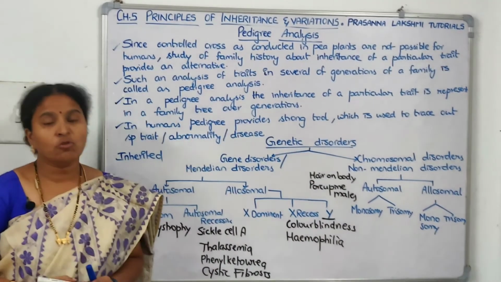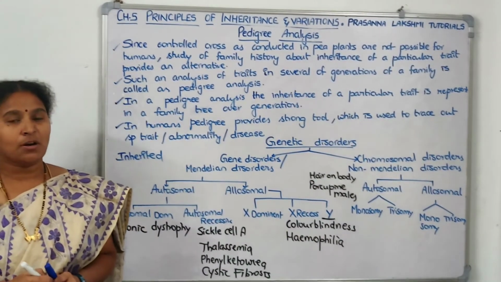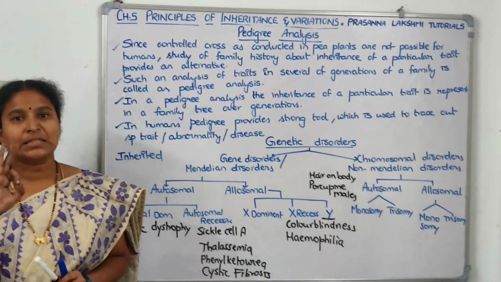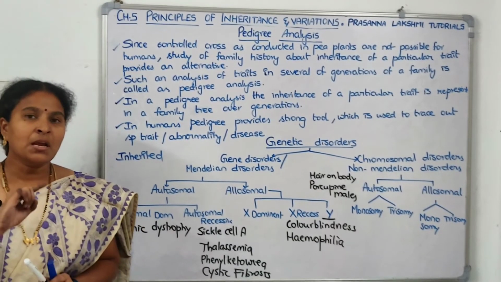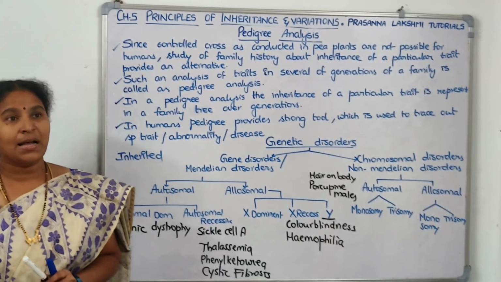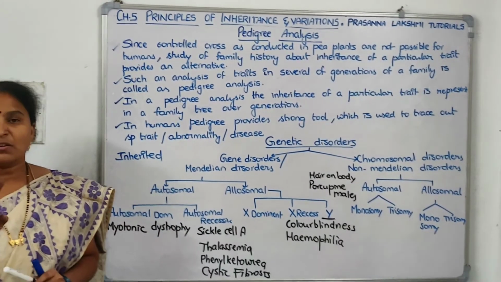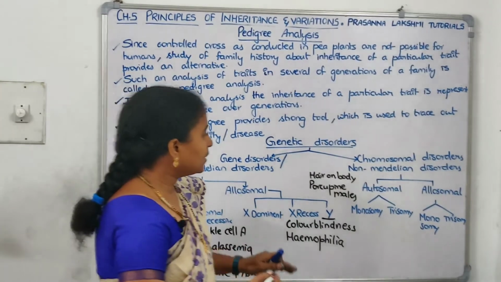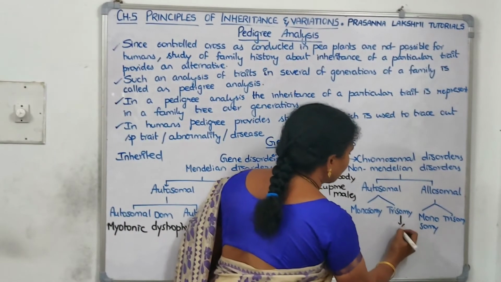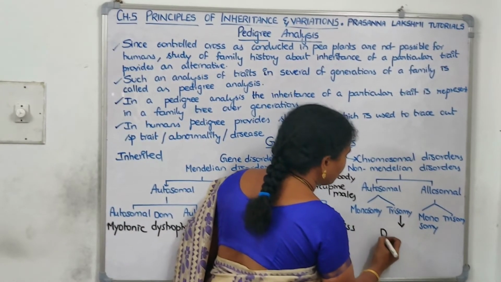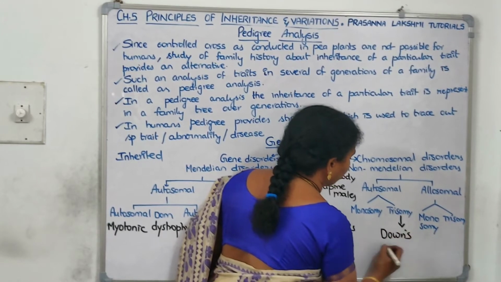Coming to chromosomal disorders. In chromosomal disorders in NCERT we have three as examples. One is autosomal trisomy, another is allosomal trisomy, and the other is allosomal monosomy. There are three disorders we have to study in detail. For autosomal trisomy, NCERT gives the example of 21st chromosome trisomy, which is called Down syndrome.